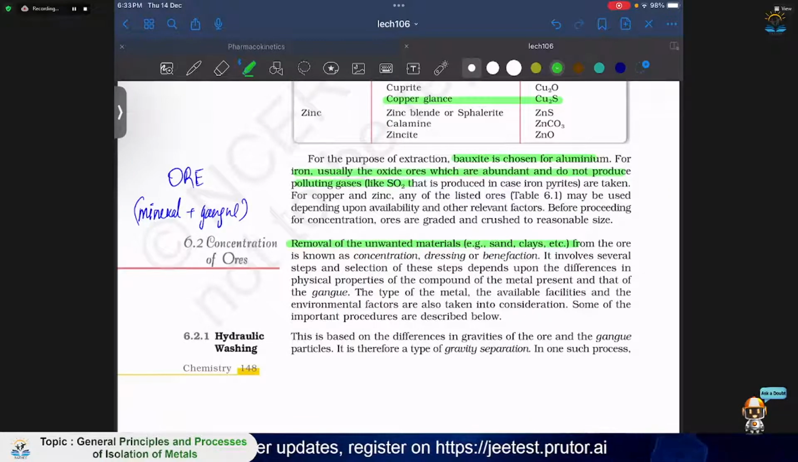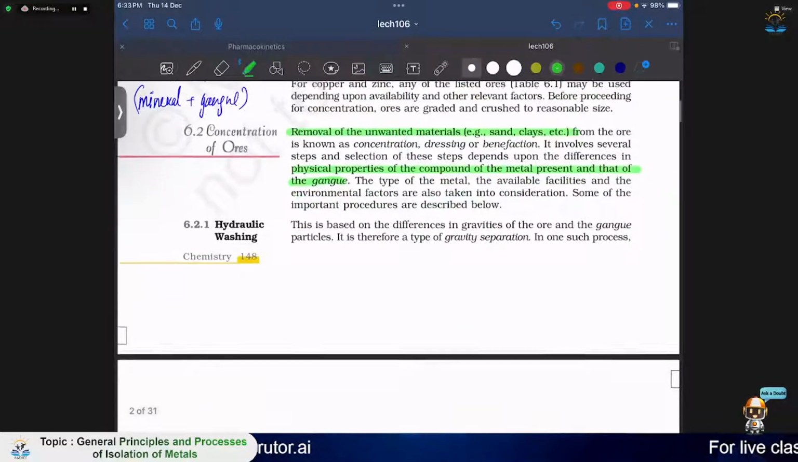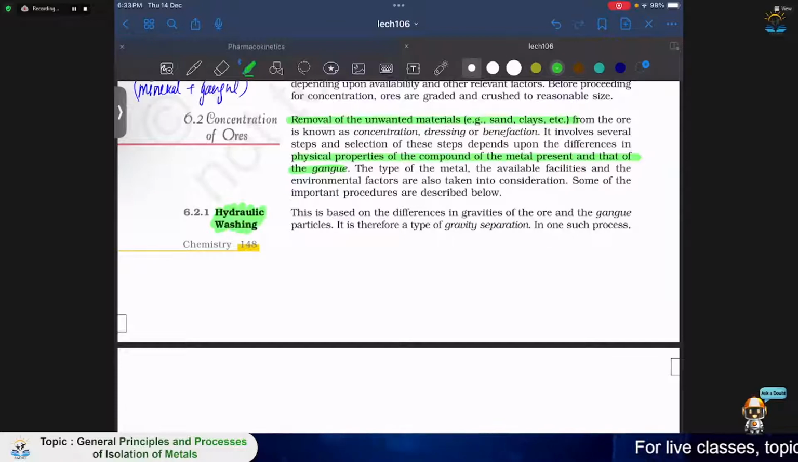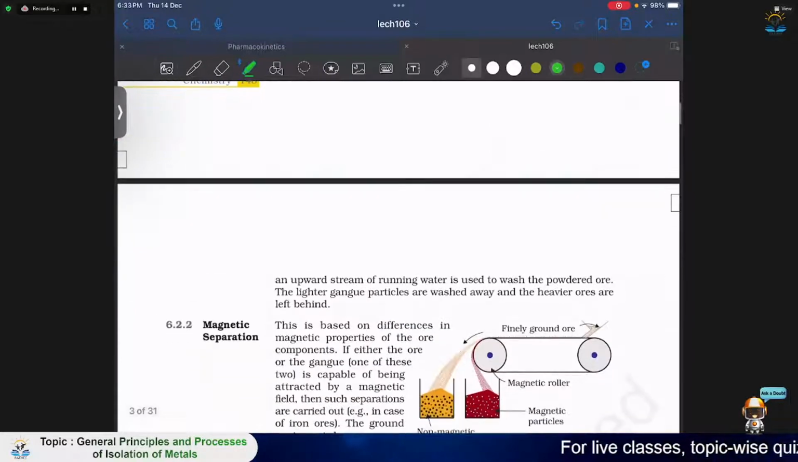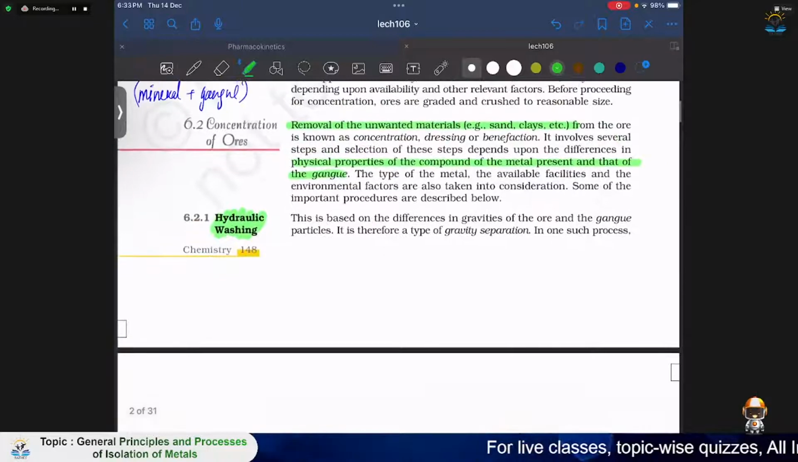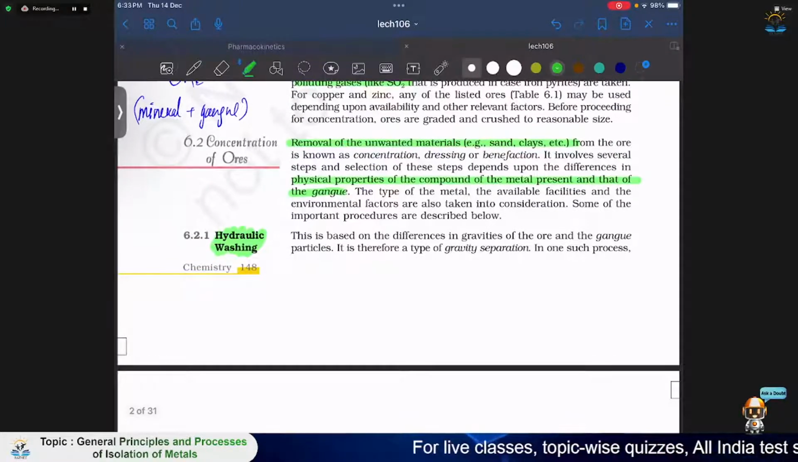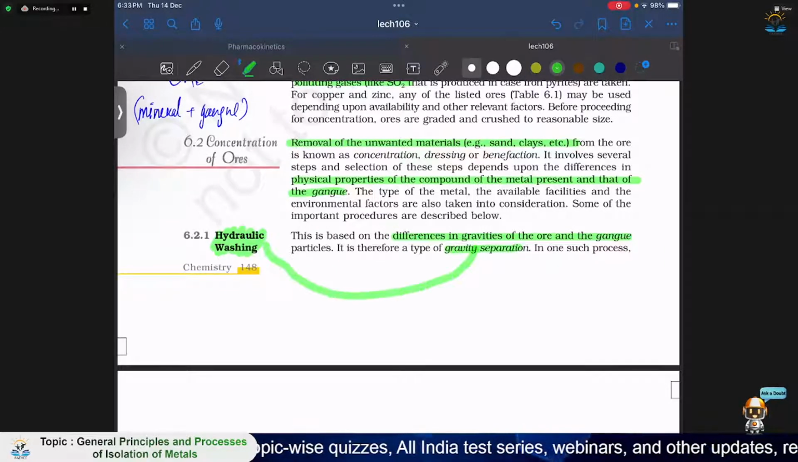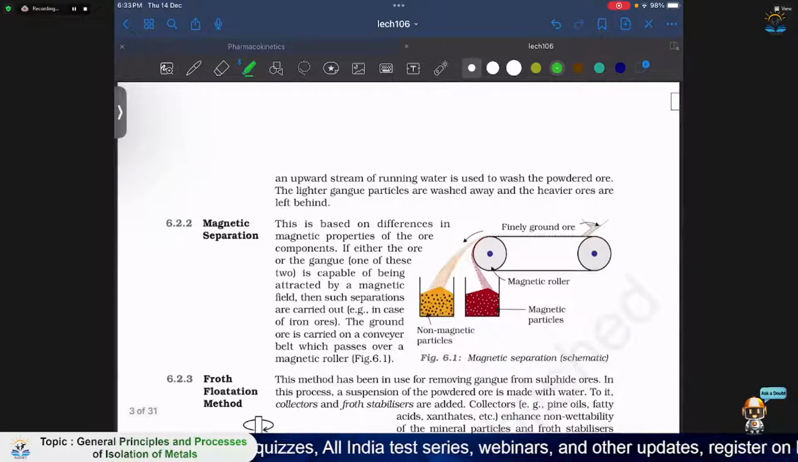There are several processes, several steps, and it is based on the physical properties of the compound and of the gangue. So let us see some of the processes. The most important one is hydraulic washing. This is the most commonly used technique, although questions are not asked on this right now. It is based on differences in the gravities of ore and gangue, and it is also called gravity separation. So you can remember this. The lighter gangue particles are washed away and the heavier ones are left behind.